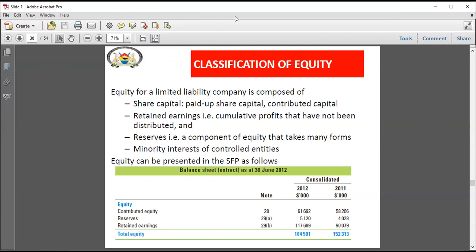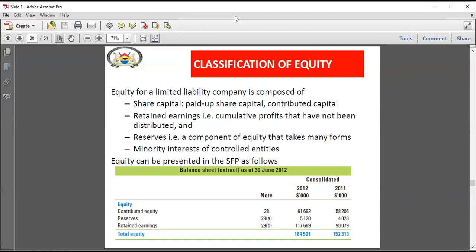Okay. And then we have reserves. Reserves could be money set aside for specific reasons. And then minority interests of controlled entities. Now, this is very common with group companies, with companies that are owned by different entities.